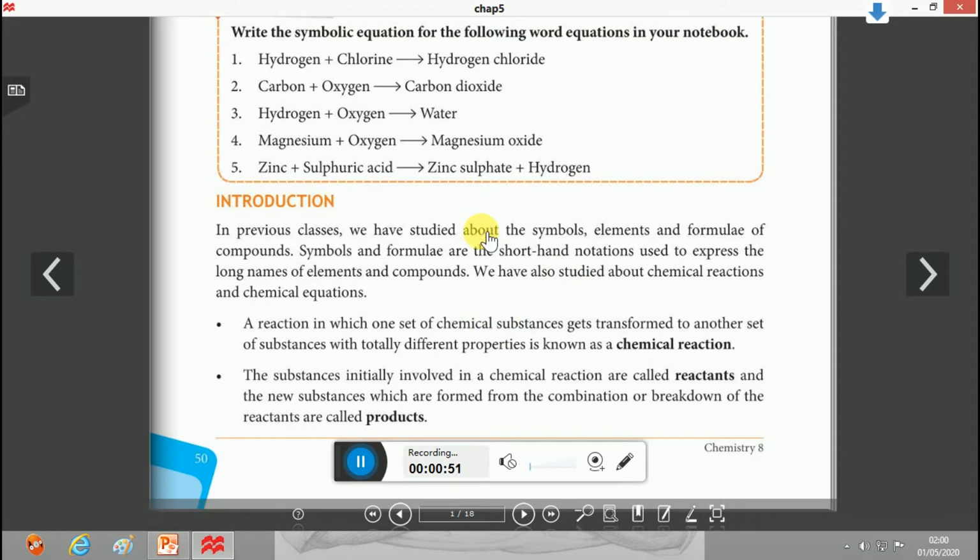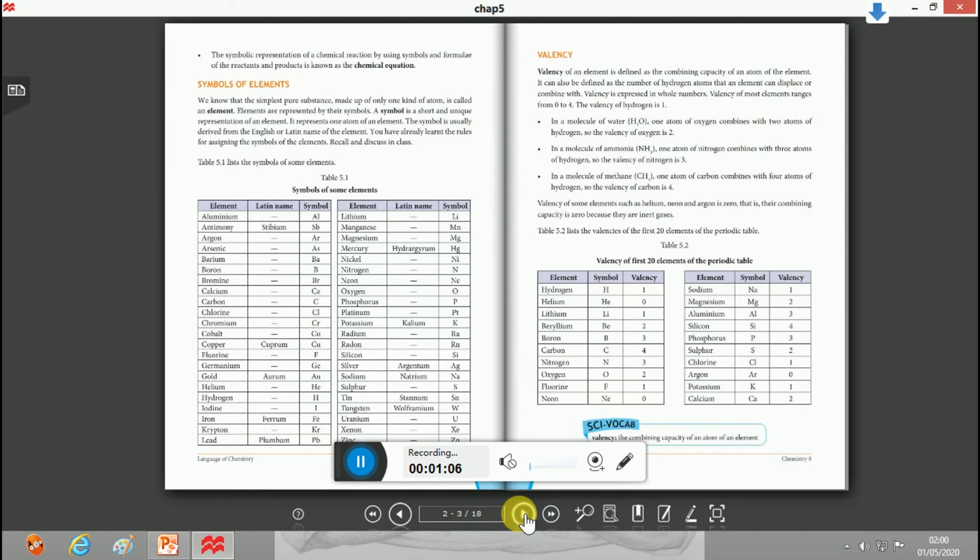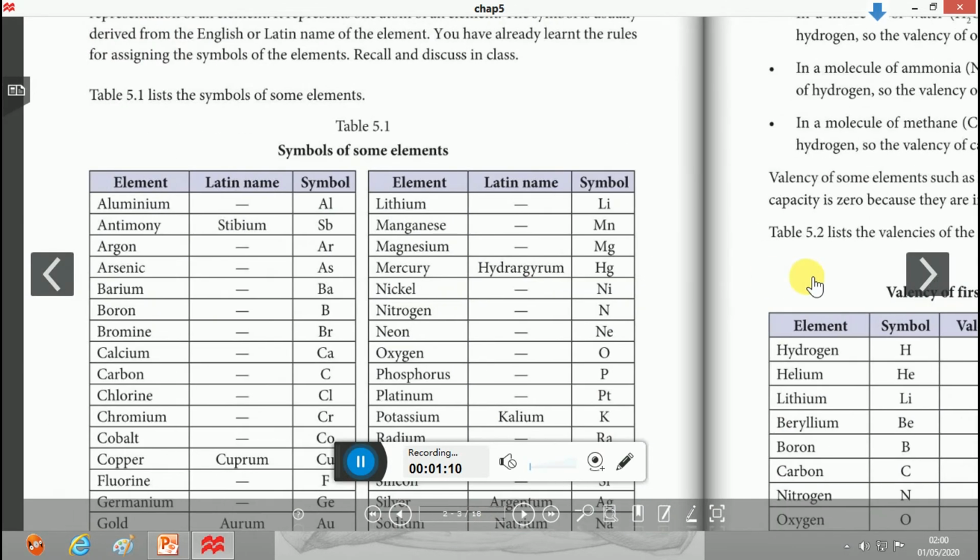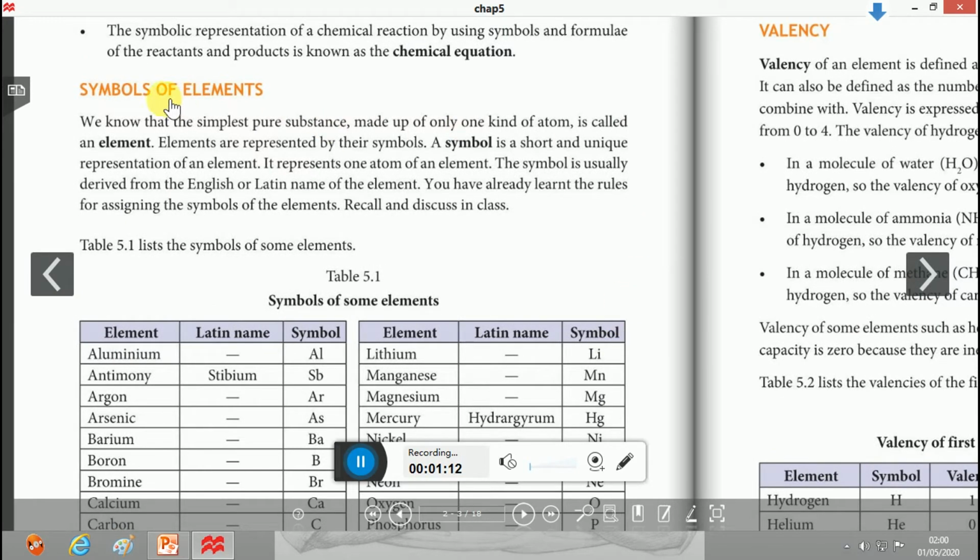In class 7, we discussed chemical reactions, reactants, products, and the word equation. In class 7, we also discussed symbols and elements.